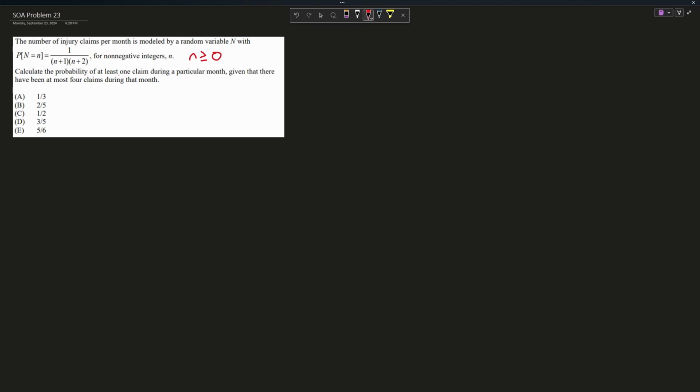Calculate the probability of at least one claim during a particular month, given that there have been at most 4 claims during that month. So we know that there's at least one, given that there are at most 4. So that is the probability of N greater than or equal to 1, given that N is less than or equal to 4.